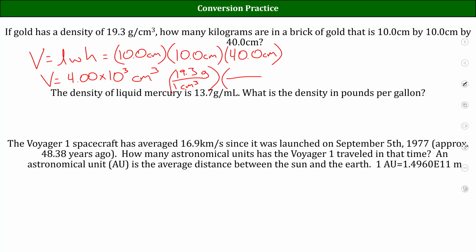Yeah, so that's good. This one's 30. All right, so working through this first one. You're given a density. And if you look at your units on the density, that's kind of a clue what we're gonna do. Your density is grams per cubic centimeter. Question is, how many kilograms are in a brick of gold that has these dimensions?